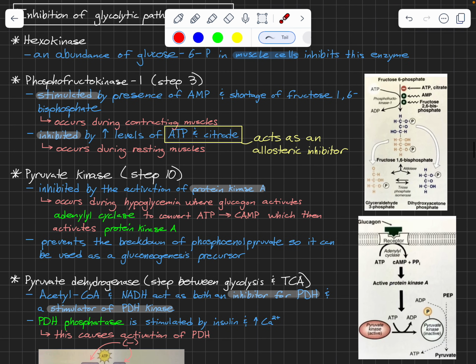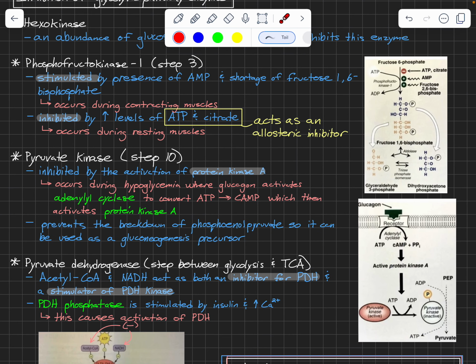We also talk about phosphofructokinase, which is stimulated by the presence of AMP and a shortage of fructose 1,6 bisphosphate. So this tends to occur during contracting muscles because we are using ATP, we're producing AMP, and we are using up our fructose 1,6 bisphosphate storages. So as soon as those levels drop, we're going to activate PFK again to convert F6P into fructose 1,6 bisphosphate so we can continue producing energy for the body.